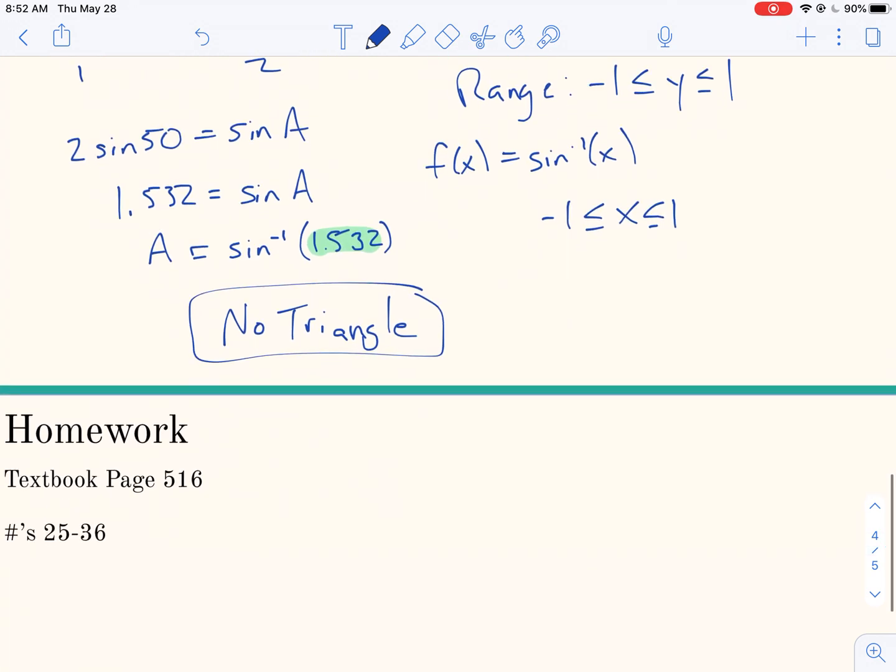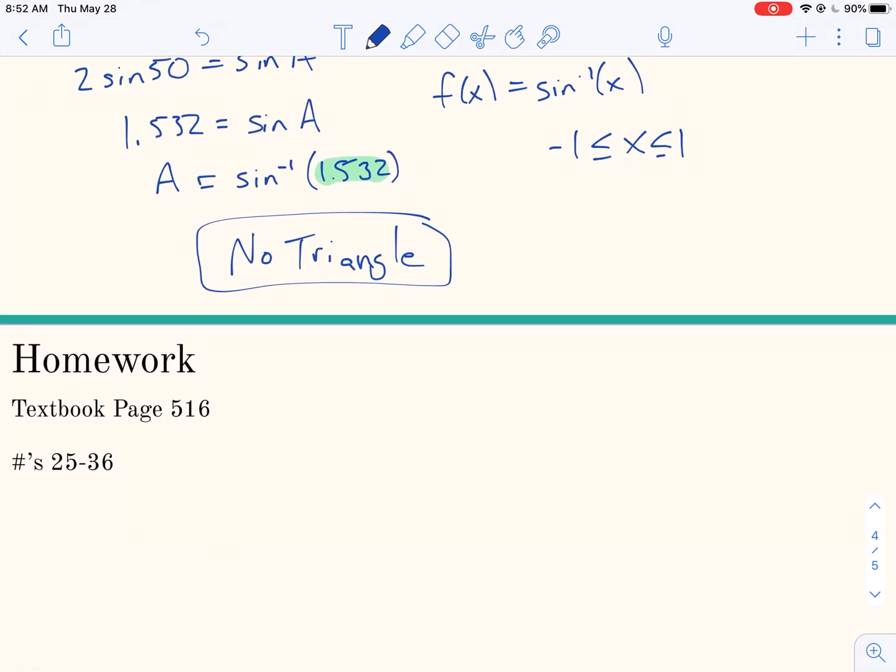Your homework for tonight is textbook page 516. It goes over everything where you have 2 sides and 1 angle, 11 questions on it. All 3 of these are going to show up. You're going to have 1 triangle, which we learned about in your previous notes. You're going to have 2 triangles, which you learned about today, and you're going to have no triangles, which you learned about today. I'm going to have a video answer key to go over some of them, just to make sure that you know everything.